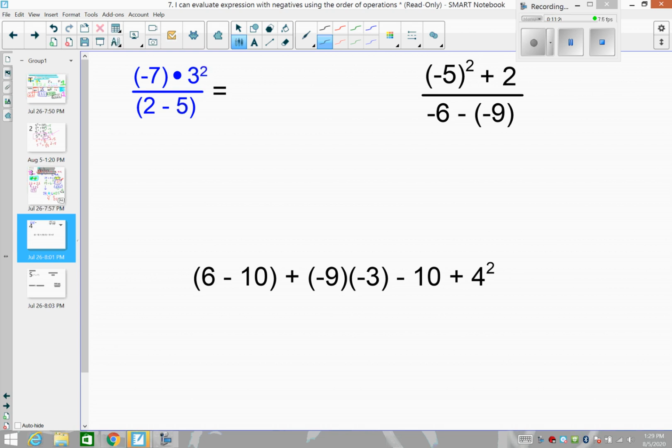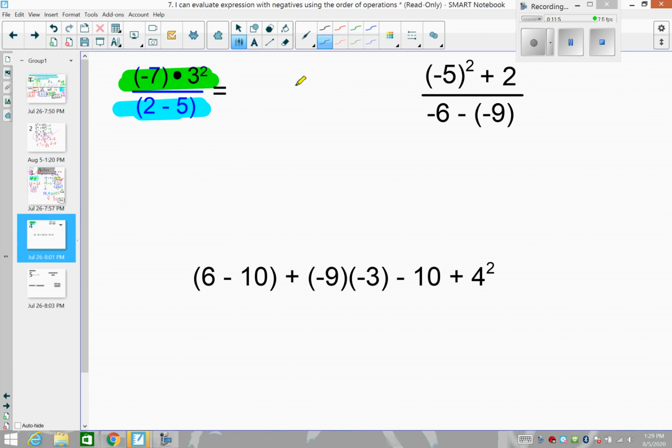All right, so let's take a look at what happens when we have this fraction bar. Well, we still use PEMDAS, but we're going to do the entire numerator and get a value. Then we're going to do the entire denominator and get a value, and at the very last step, we will divide. So let's take a look at the numerator. The numerator has negative 7 multiplied by 3 squared.